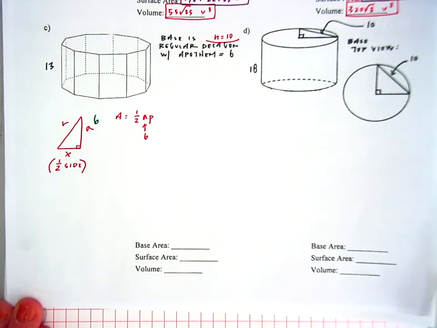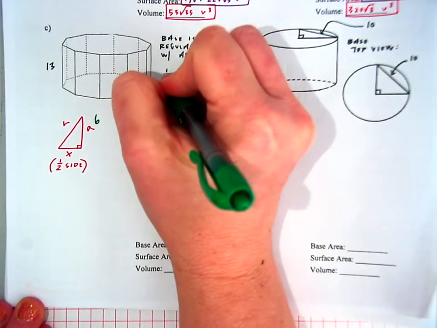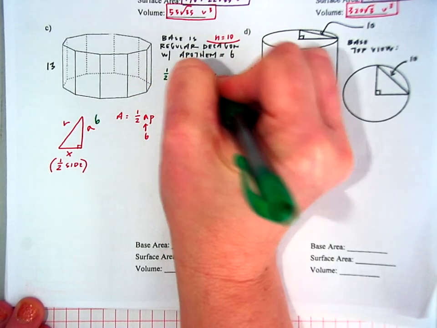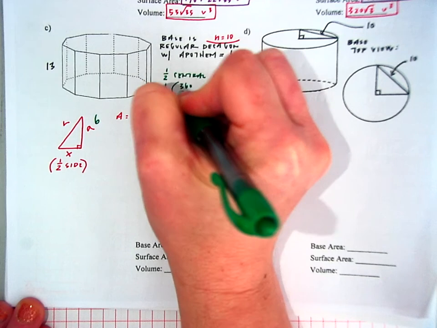But I need to know what this angle is, and that's half of a central angle. So half of a central angle, let me write that here. So 1/2 of a central angle would be 1/2 of 360 divided by 10.